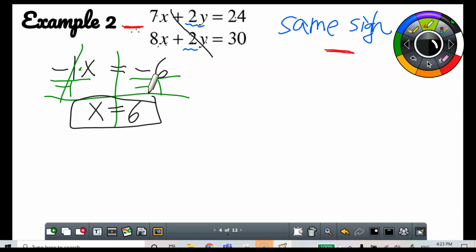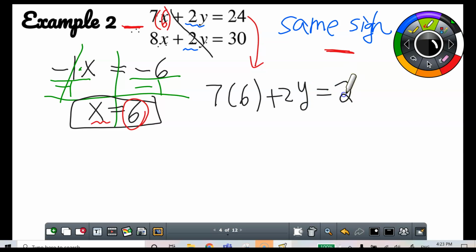When you get x, plug 6 into x in either of the equations. This time let's use the first equation. So let's plug 6 in the place of x. Okay? And let's rewrite the first equation, which is 7 times 6 plus 2y equals 24. First, get rid of the parentheses by multiplication. Copy the rest.